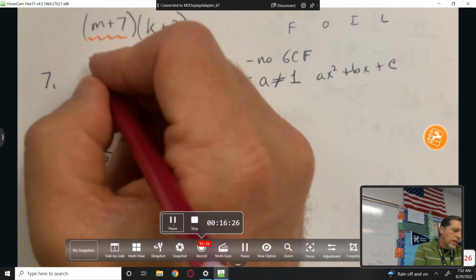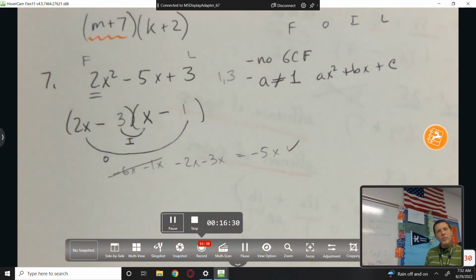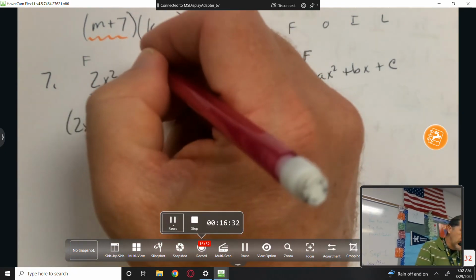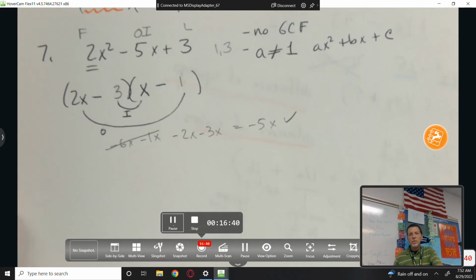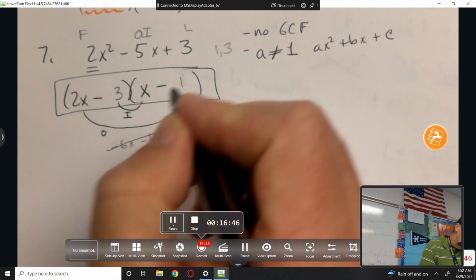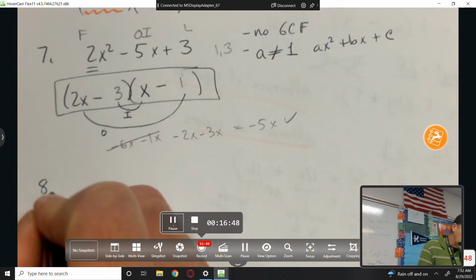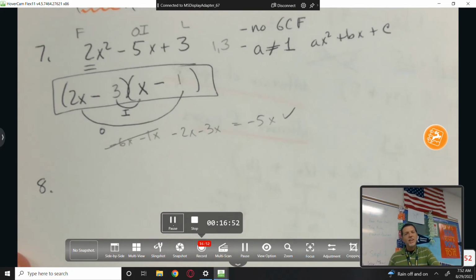So the first and the last of FOIL you can sort of force to happen. It's getting that middle term from the O and the I is where the guess and check comes in. And sometimes you got to play with numbers, play with signs until it works out. But even guessing wrong a couple times is probably faster than the more methodical ways to get there.